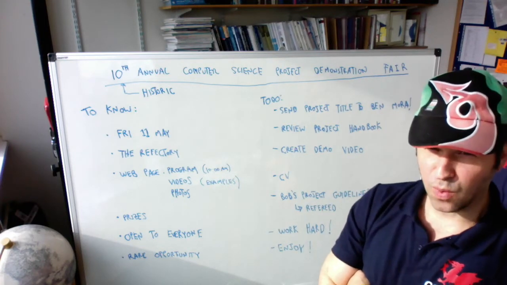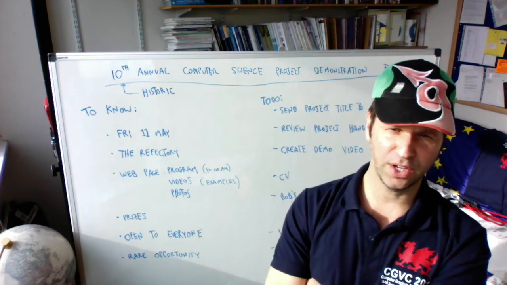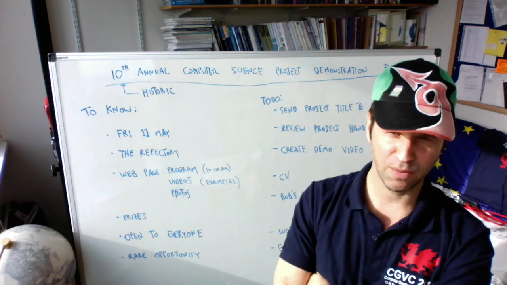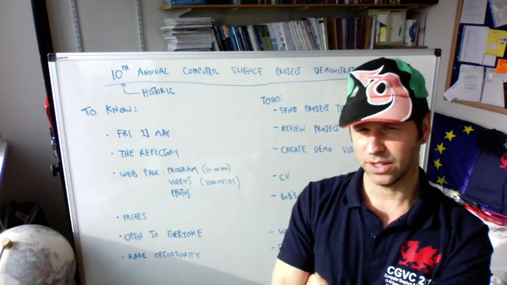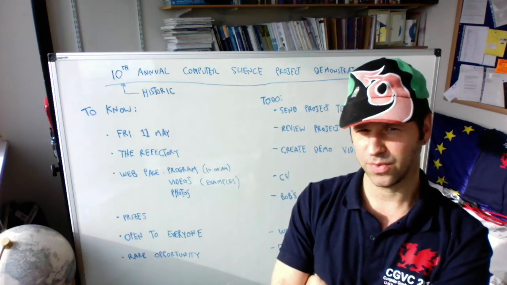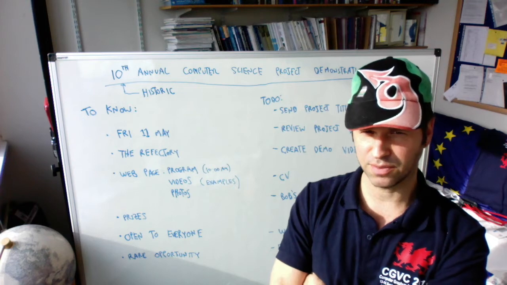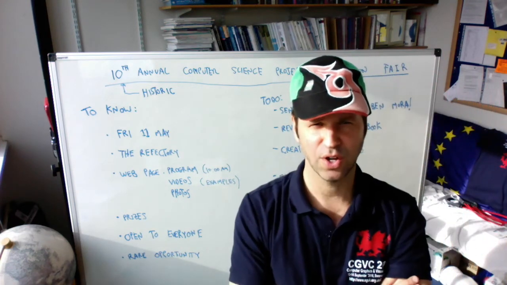The event has a web page, and I will link to the web page in the description of this video. But basically, if you can find my web page, you Google Robert S. Laramie, and then click on Teaching, and then Computer Science Project Fair. In the list of modules, you will find the web page for this event. And you'll see lots of helpful information on there.